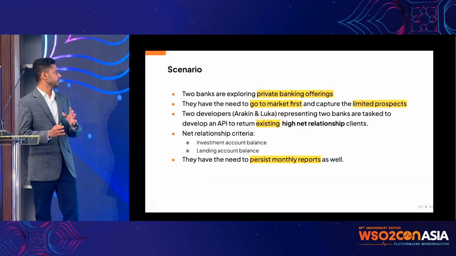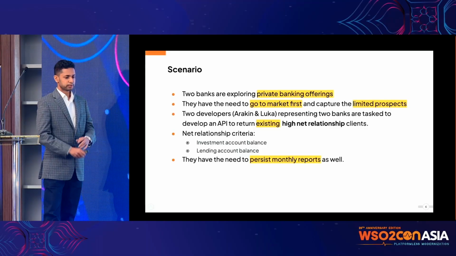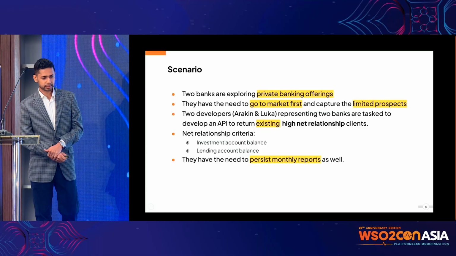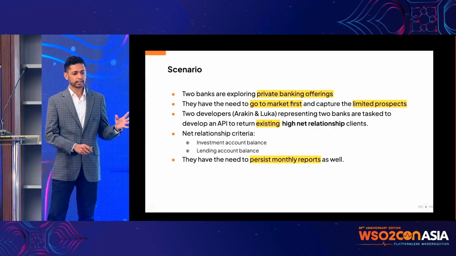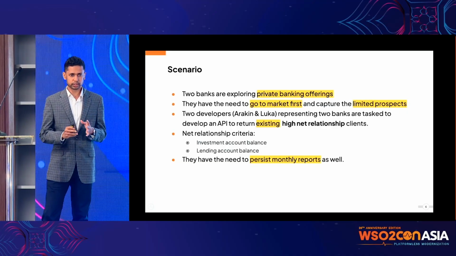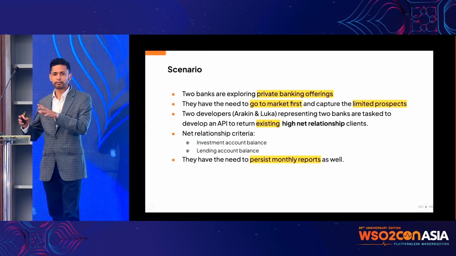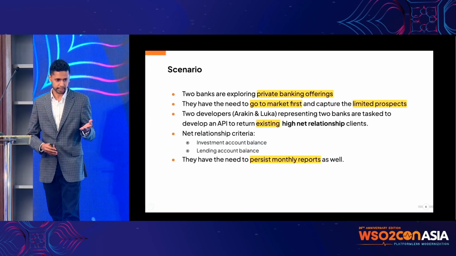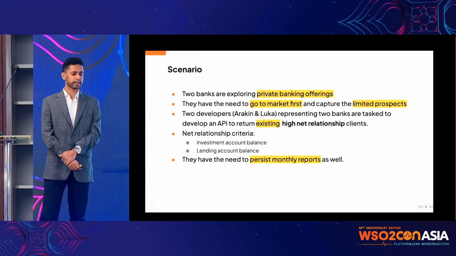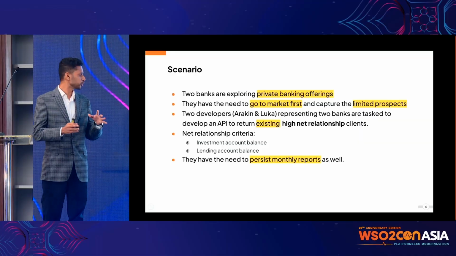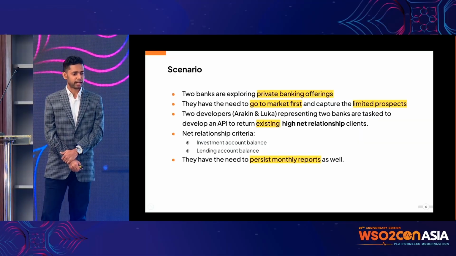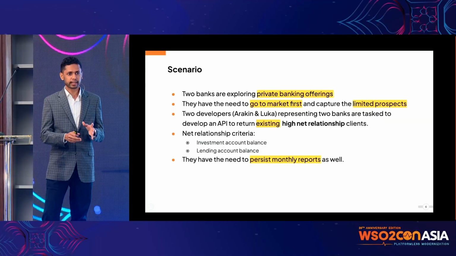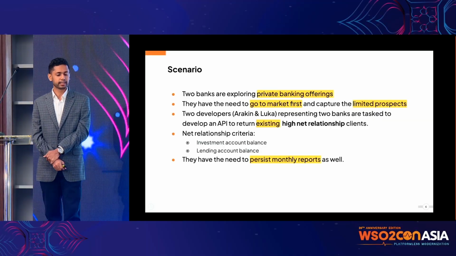We are modeling two banks. They want to offer these private banking offerings. And so they have the need to go to market first to capture the limited prospects. Not everyone would get selected for a private banking offering. In this case, we are using two developer profiles, Arakin and Luca, representing two banks tasked to develop an API to return existing high-net relationship clients.